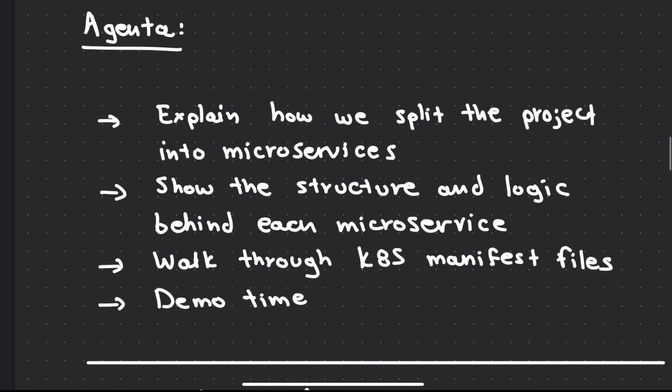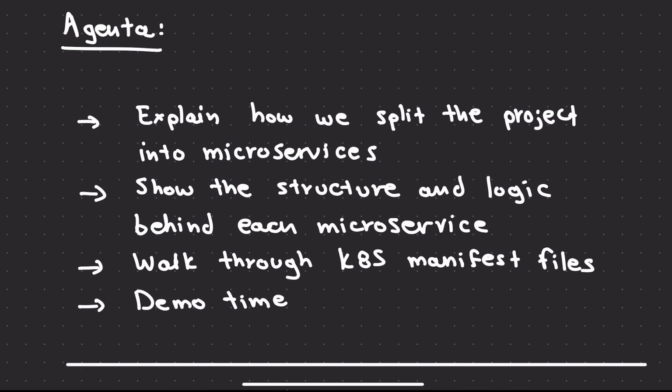So let's get on with this video's agenda. First, we're going to explain how we split the project into microservices, and we're going to show the structure and the logic behind each microservice. Then, because we're deploying this project on a Kubernetes cluster, we're going to go through some Kubernetes manifest files.